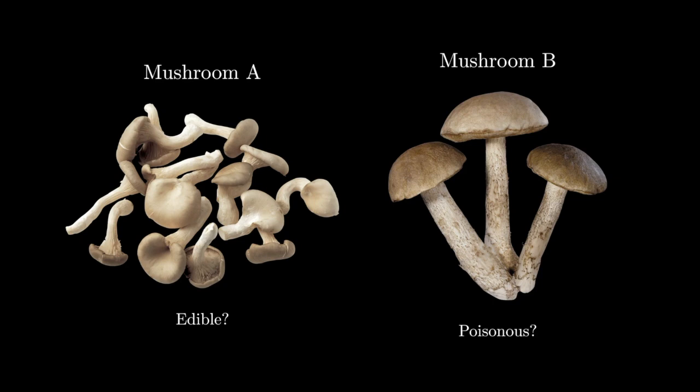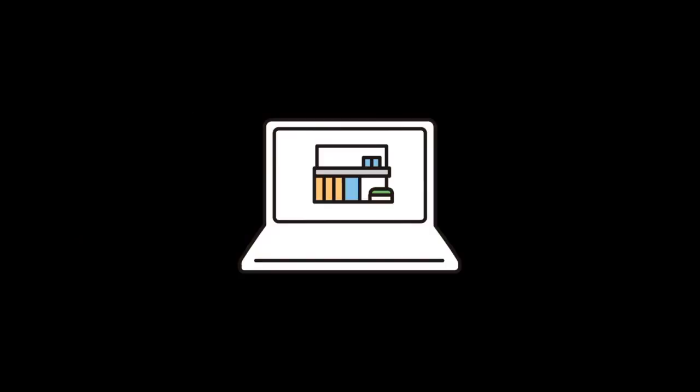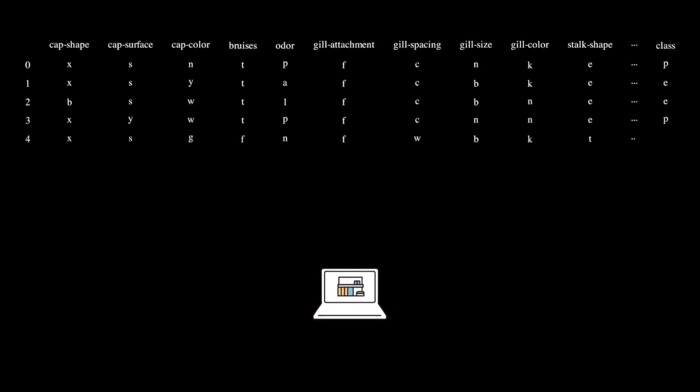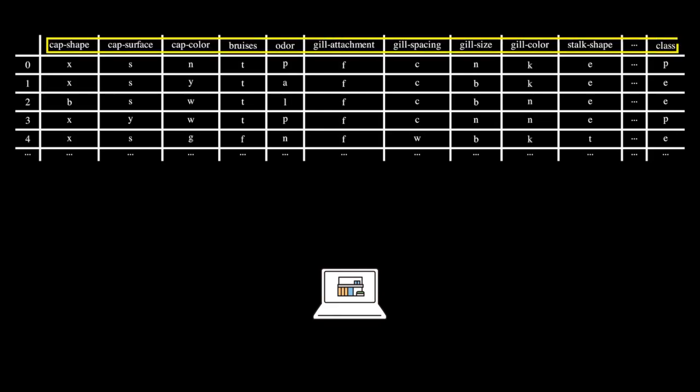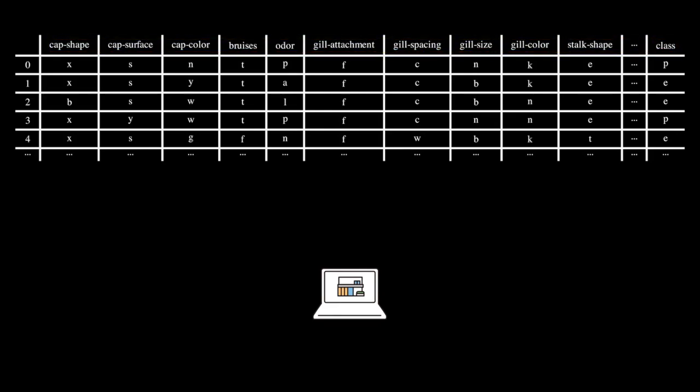Jerry desperately searches his backpack for anything that might be useful for his survival. Luckily, Jerry happens to have brought his computer with him. On that computer is a dataset of over 8,000 mushrooms with 22 features describing them, including a class attribute that classifies them as poisonous or edible.